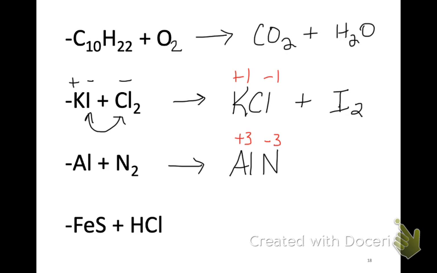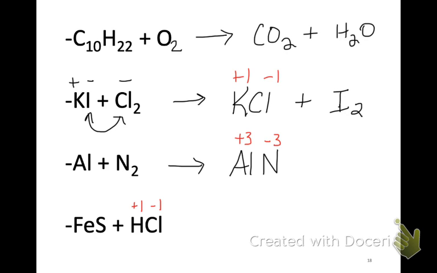My last example, iron(II) sulfide plus hydrogen chloride, is a double replacement reaction because I have two compounds. Let's go ahead and identify our charges on each of the compounds. I'm going to start with hydrogen and chlorine just because it's easier. Hydrogen is a +1, chlorine is a -1.